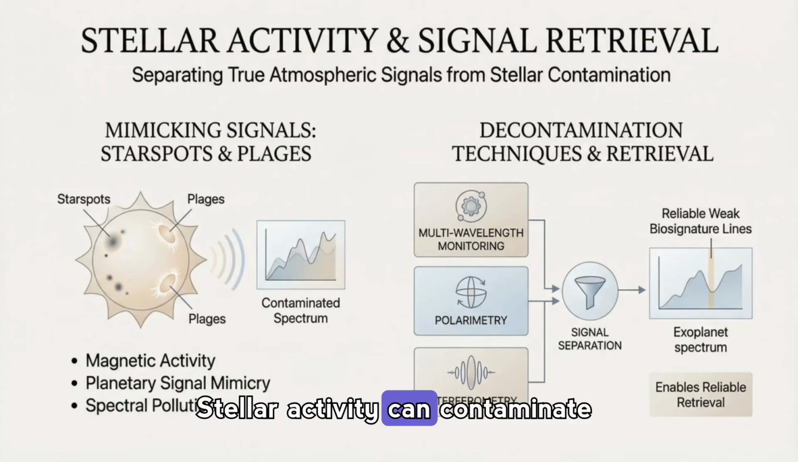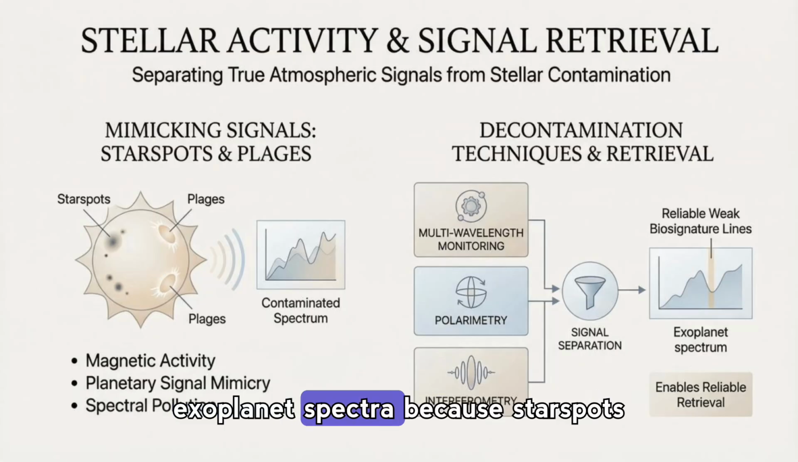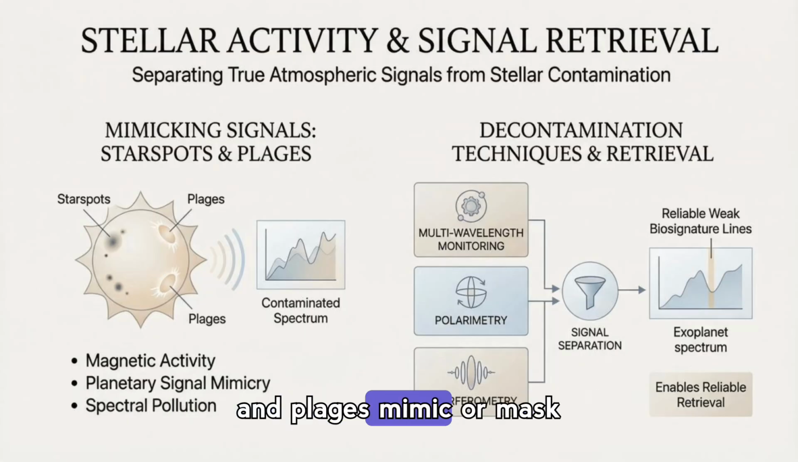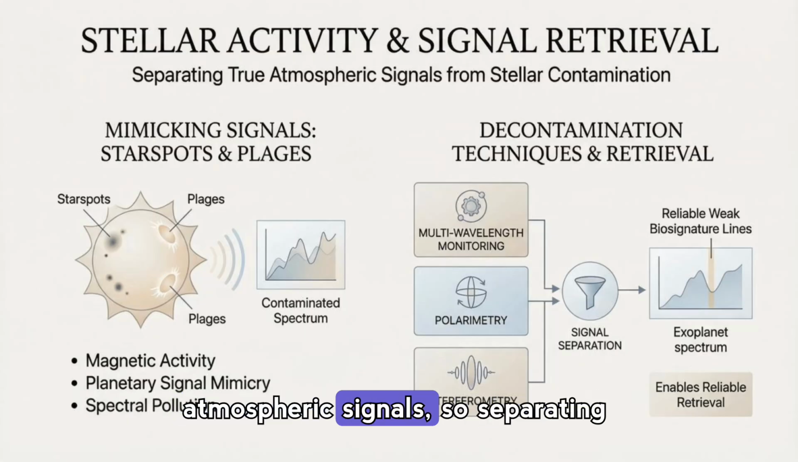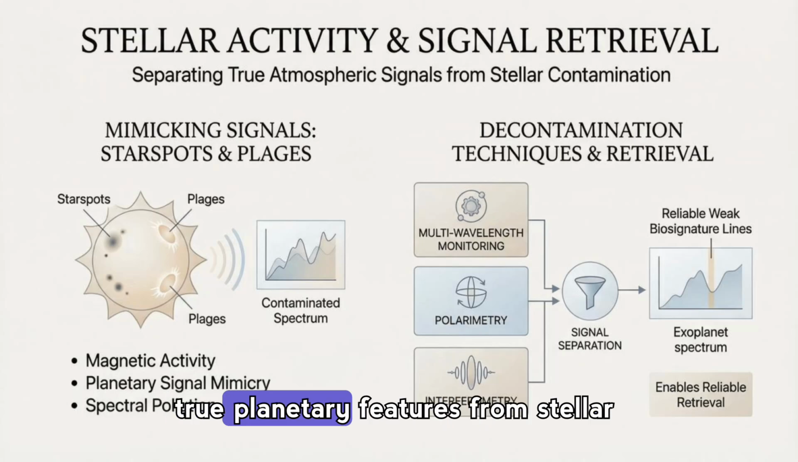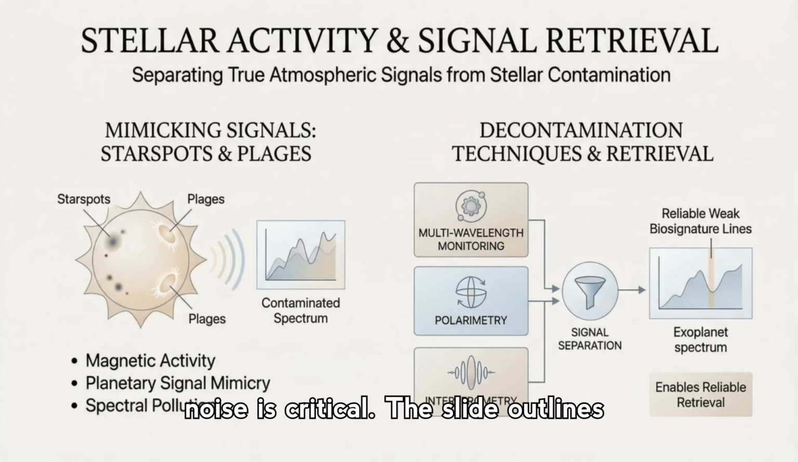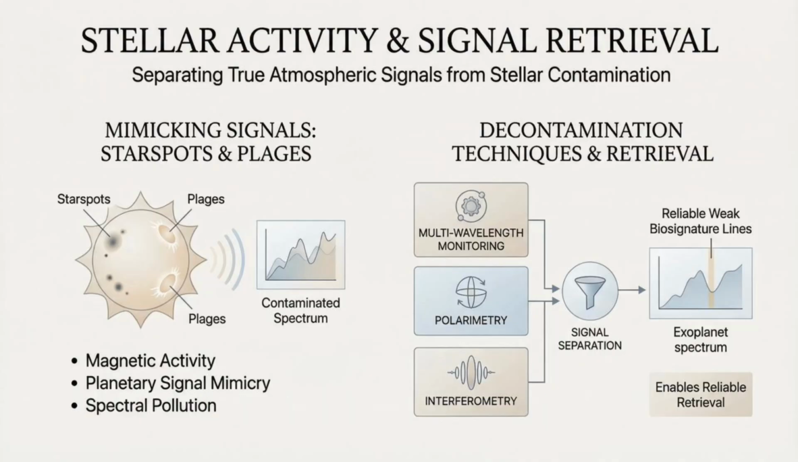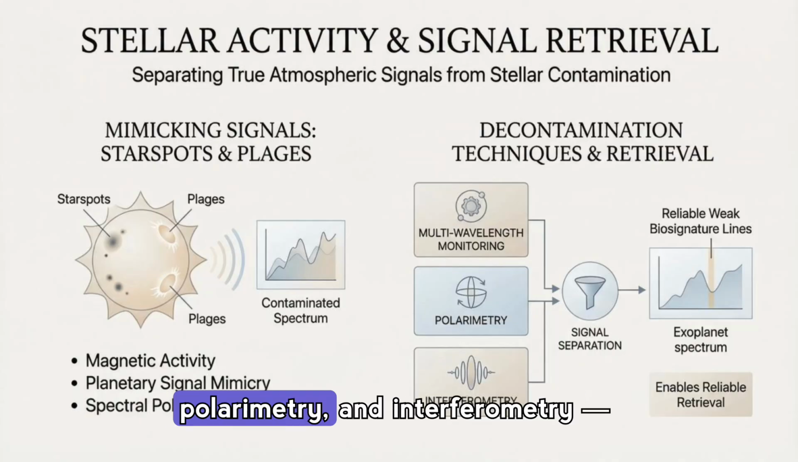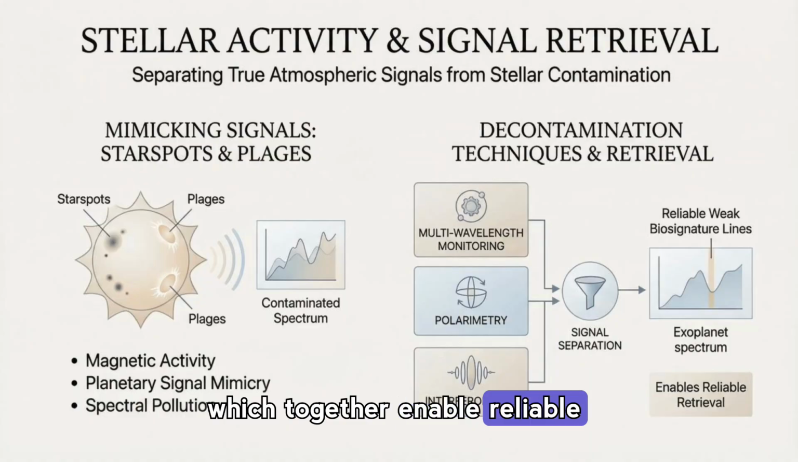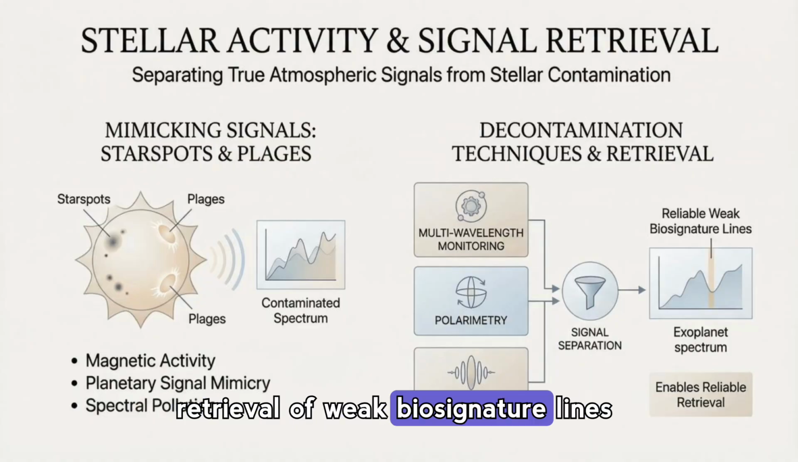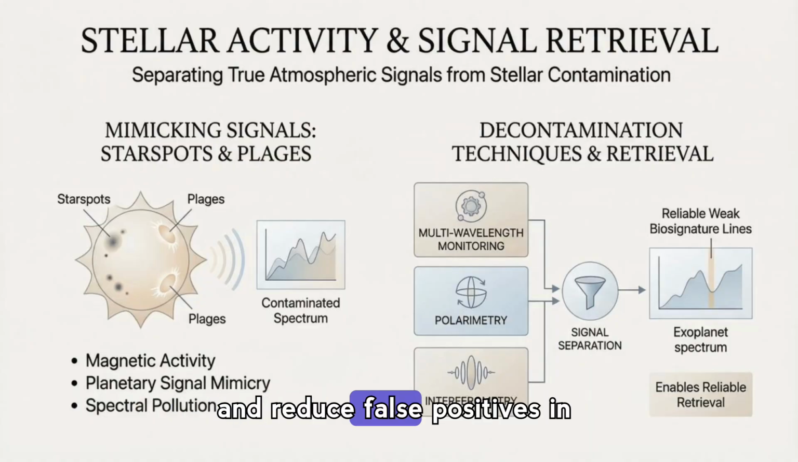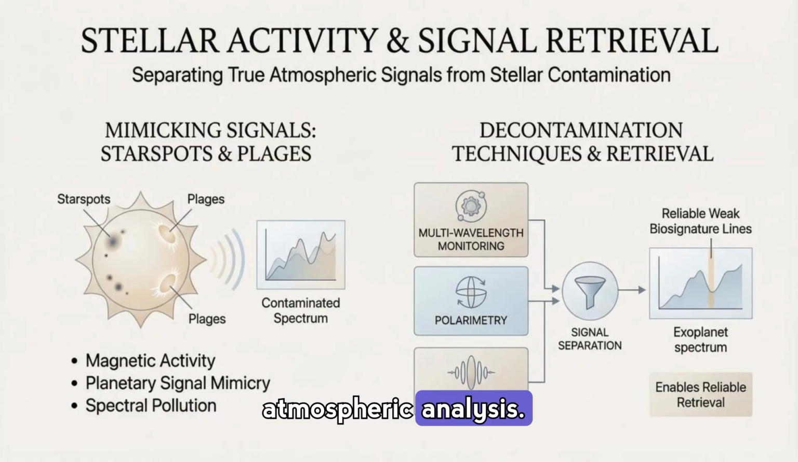Stellar activity can contaminate exoplanet spectra because star spots and plages mimic or mask atmospheric signals, so separating true planetary features from stellar noise is critical. The slide outlines decontamination strategies, multi-wavelength monitoring, polarimetry, and interferometry, which together enable reliable retrieval of weak biosignature lines and reduce false positives in atmospheric analysis.